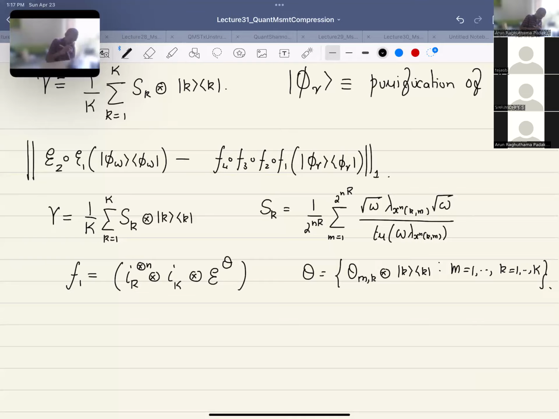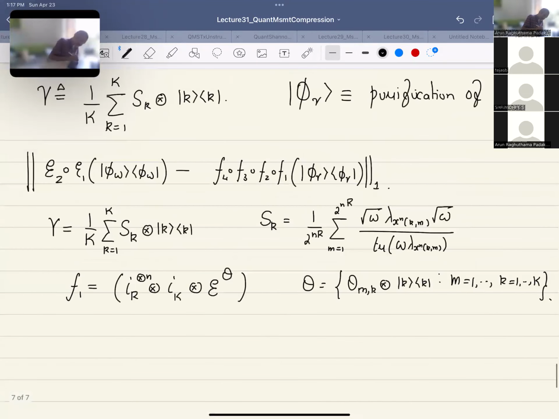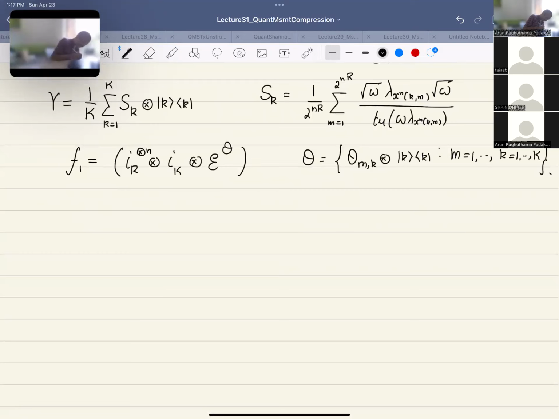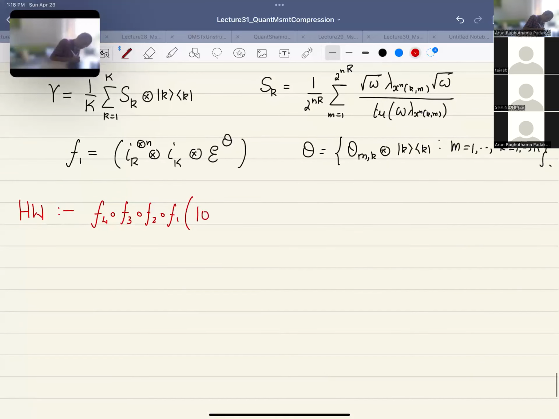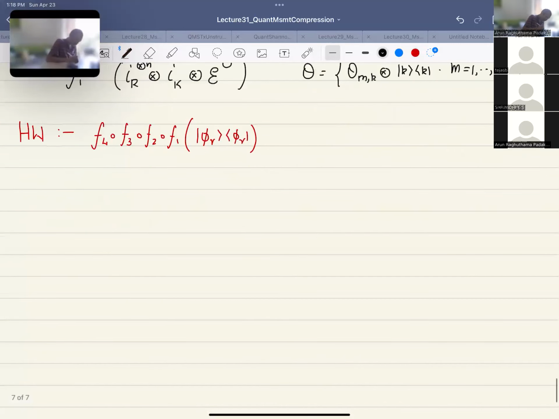So all the terms I've written down, and what I want you to show is the following. F4, F3, F2, F1, I've told you all those characterizations. So this is homework. It's a good homework on CPTP maps, and a good homework on distance measures in concepts. So F4 following F3, following F2, following F1, operated on phi gamma. I want you to show a lot of writing, but it's not that big.